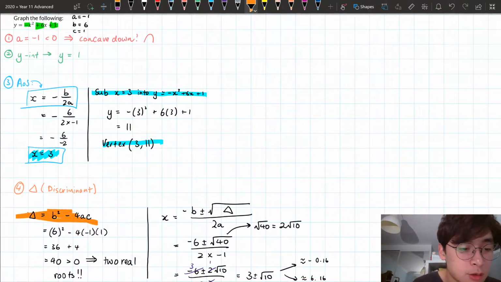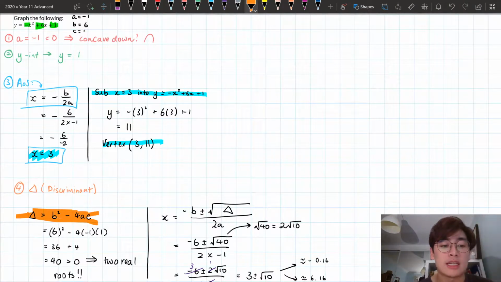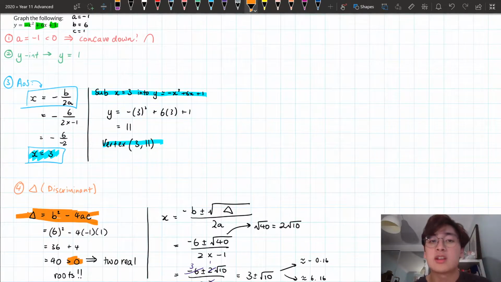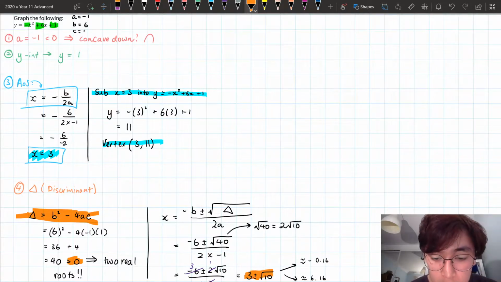So I use this equation over here, b squared minus 4ac. I check its condition relative to 0. Is it greater? Is it equal? Is it less than? And then I found that it had 2 real roots. So then I found what those roots are. I had the roots over here by using the quadratic formula.